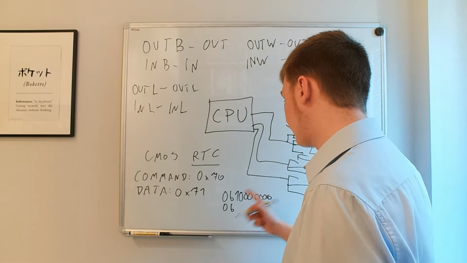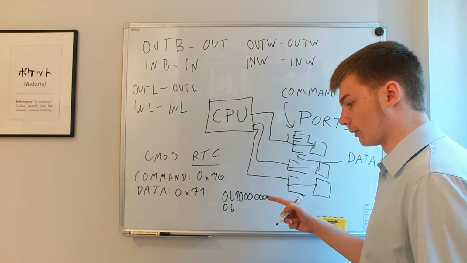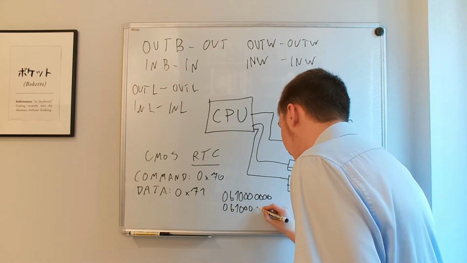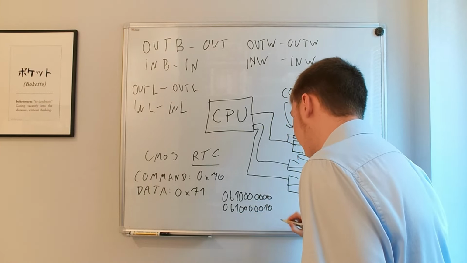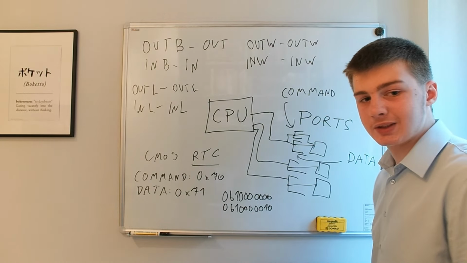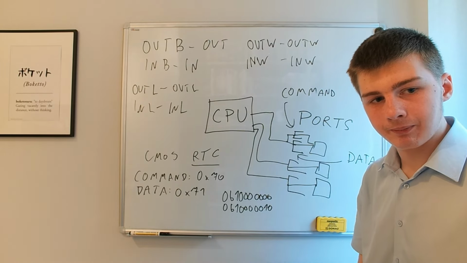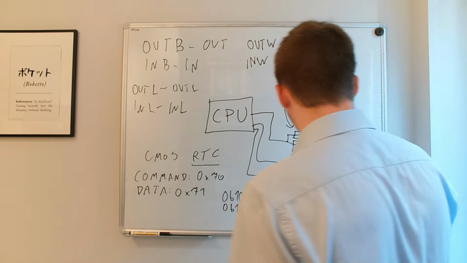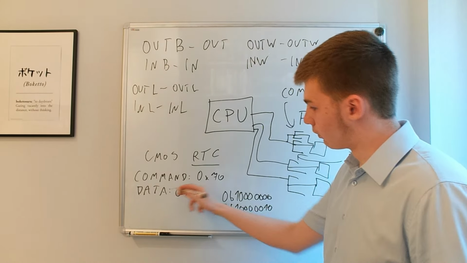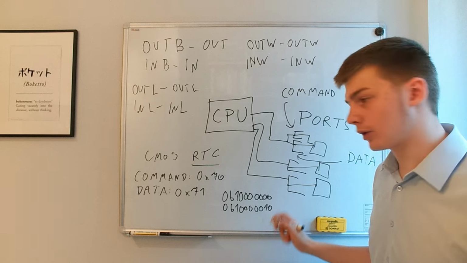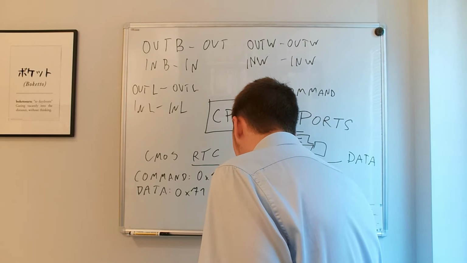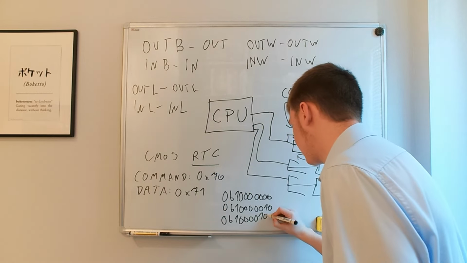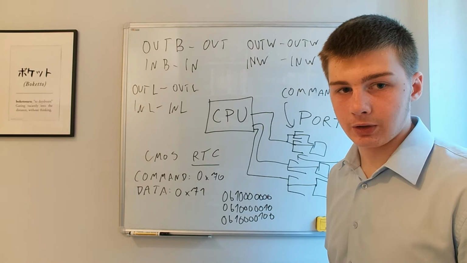Okay. What if we give it a different command? This command means please give me the current minute. So it gives it to the data port. We can read from the data port, and we will obtain the current minute. And with the binary 1 0 1 0 0, that's the hour.